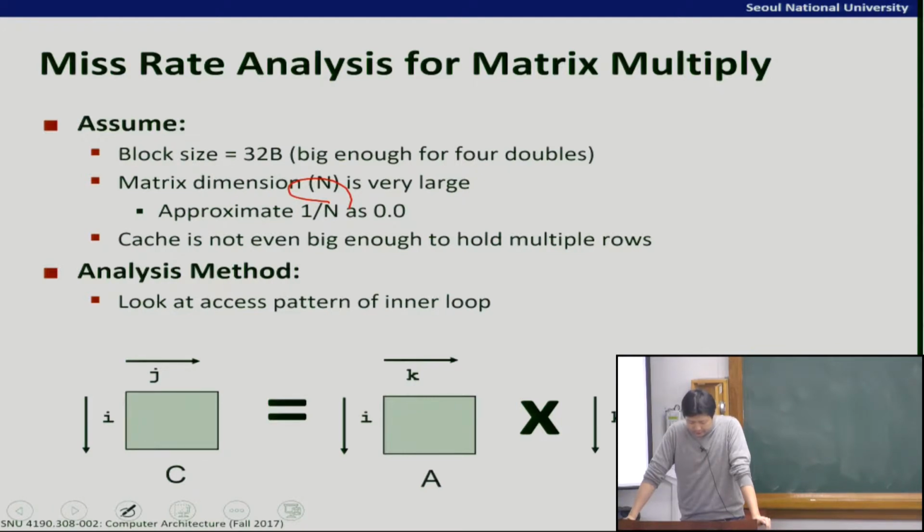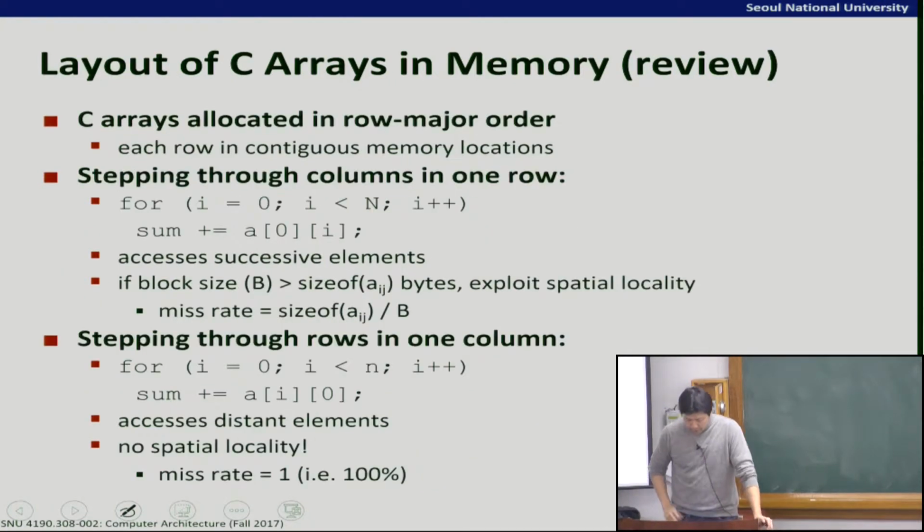So here's the analysis method. You look at the access pattern of the innermost loop. What will be the access pattern in the innermost loop while executing the loop? That's our analysis. So here we review the layout of a C array in memory. A C array is allocated in row major order, right?